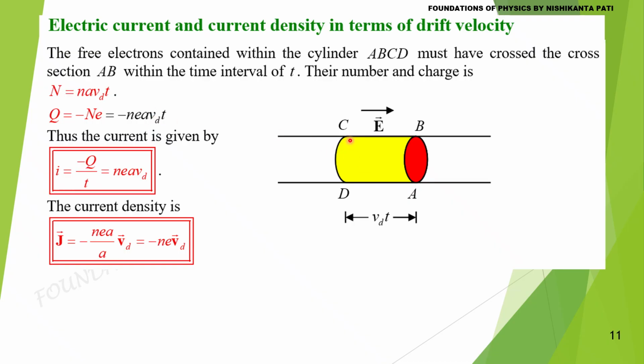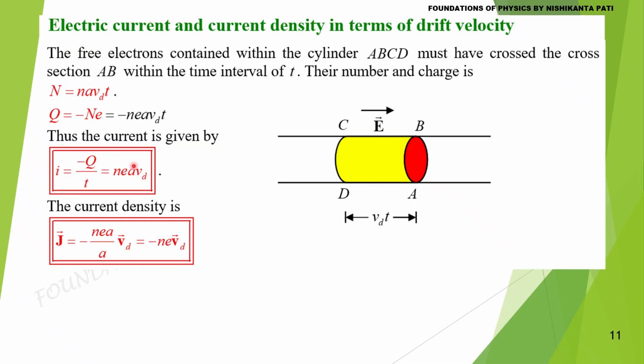So the electrons contained in the cylinder ABCD have crossed the cross section AB in the time from 0 to t. Their number is n into A into Vd t. Their charge is Q equal to minus Ne. So the current is the magnitude of charge divided by time, so it is neAVd.